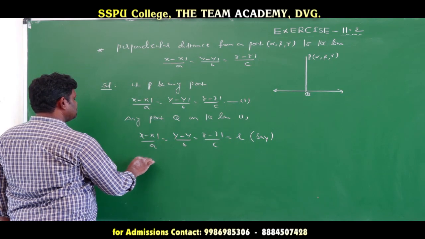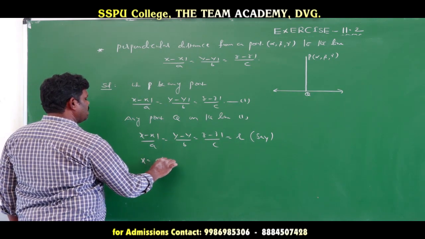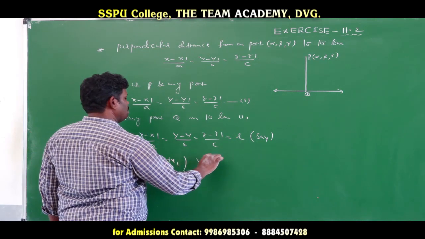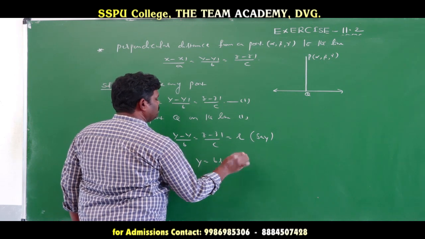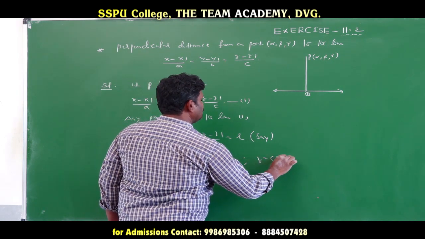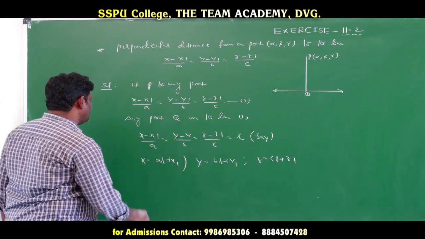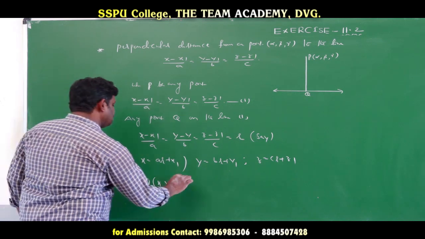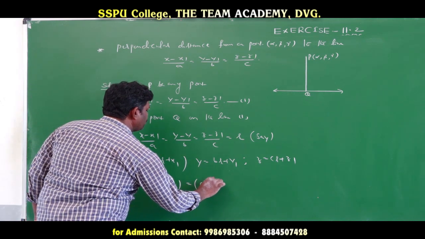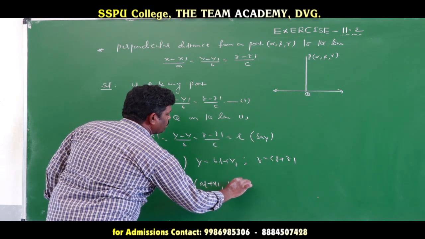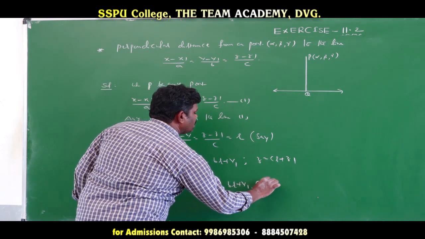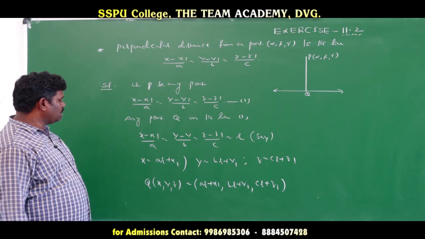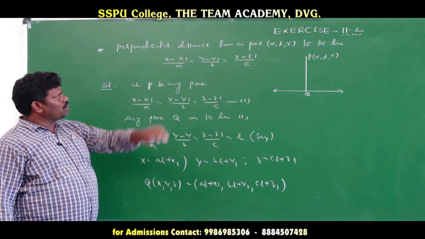Now, x is equal to a r plus x1. Next, y is equal to b r plus y1. Next, z is equal to c r plus z1. So these are the coordinates of point Q. Q of x, y, z is equal to (a r plus x1, b r plus y1, c r plus z1). Now we need to find the r value. Q point is there and P point is alpha, beta, gamma.